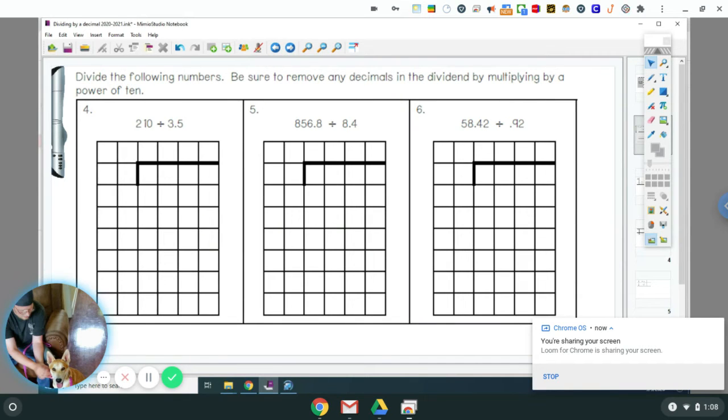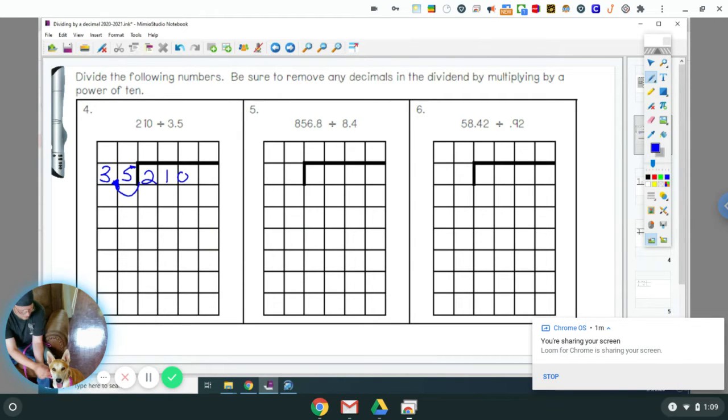So this is our first example. 210 divided by 3.5. So 210 will go in the house. And then you have 3.5. Well, you cannot divide by a decimal. So what you have to do is get rid of this decimal. What I always tell my kids is you take this decimal and you move it until you hit the house. That can be more than once, but in this case, it's just going to be once. So I'm going to move it once until I hit the house.